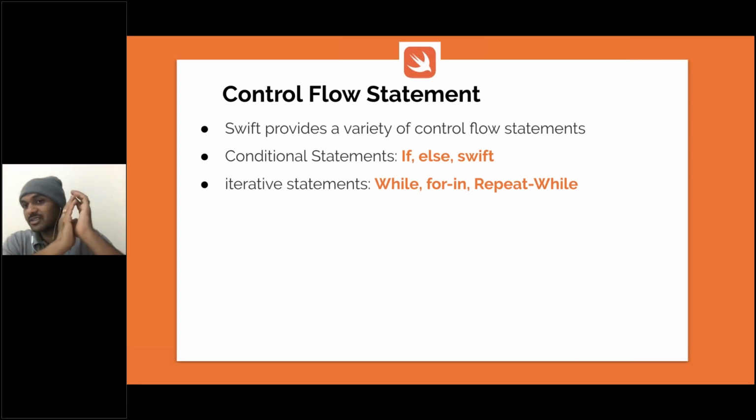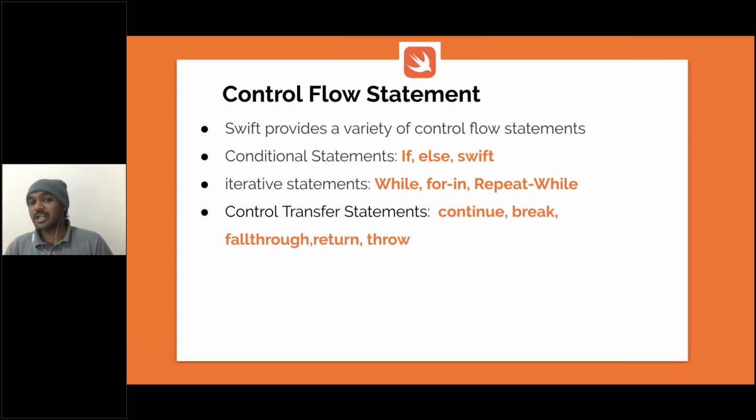In other languages we have three standard loops: while, for, do while. When it comes to Swift, while is there, the C-style for is not there, for in is there, repeat while is there, do while is not there. So while, for in, repeat while. These are the three iterative statements you are going to use in Swift.